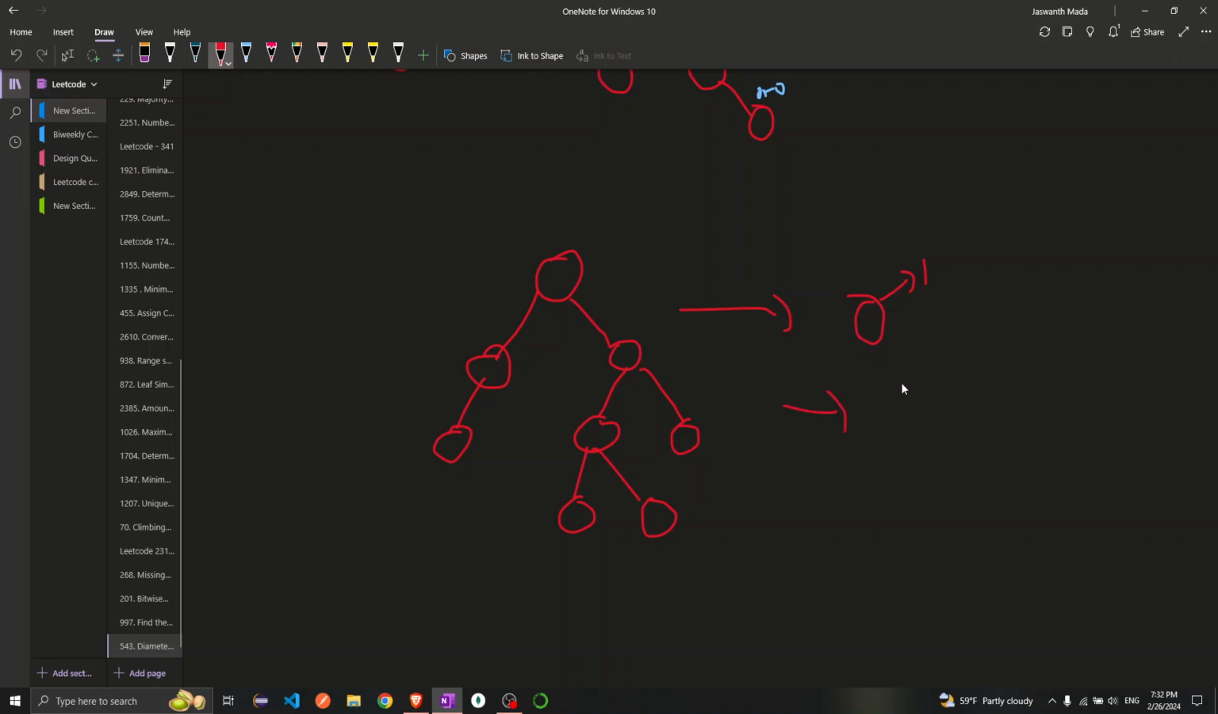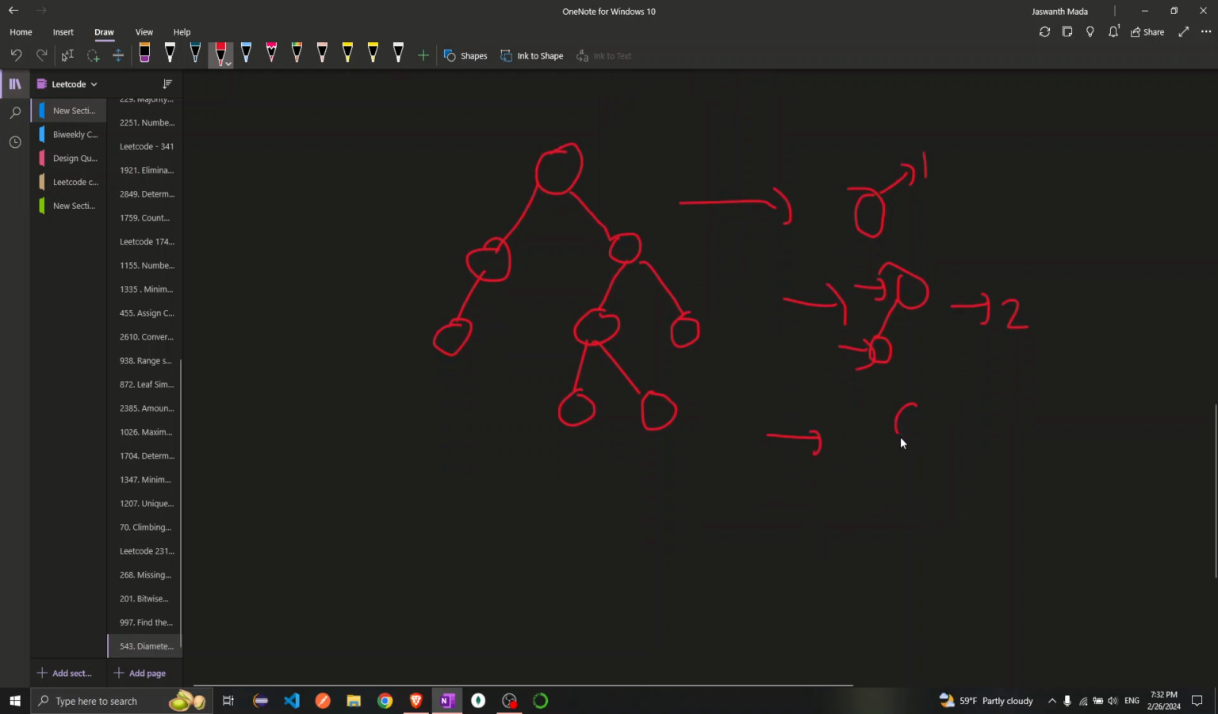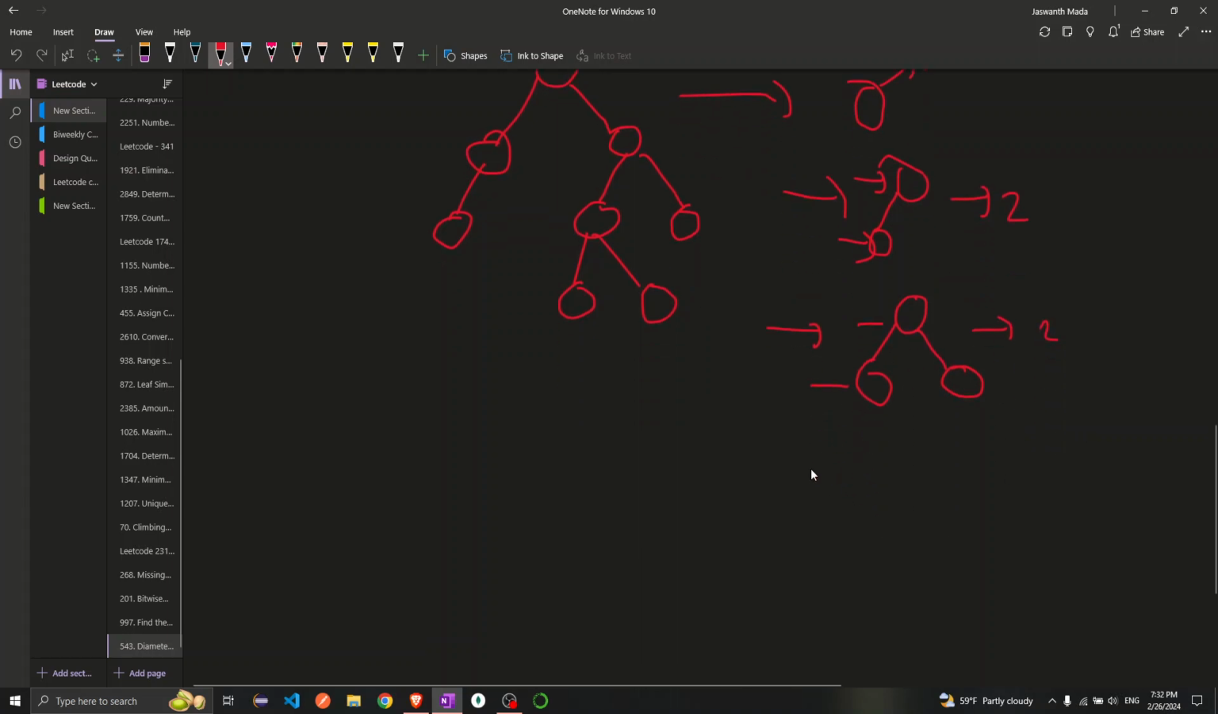So let's say if we have something like this, what is the height of the subtree? What is the height of the entire tree? I'm saying 2, right? Because this is one level and this is another level, which is 2. Suppose we have something like a left subtree and the right subtree. What is the height of this tree? Is it 3? It's not 3 because this is one level and these two belong to the same level. So the height is still 2.